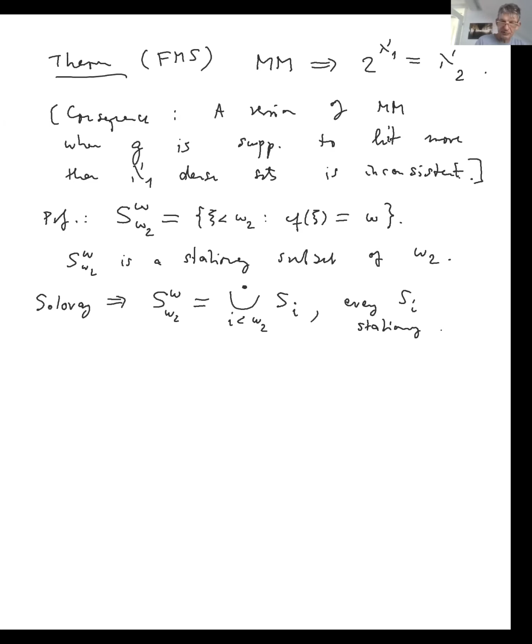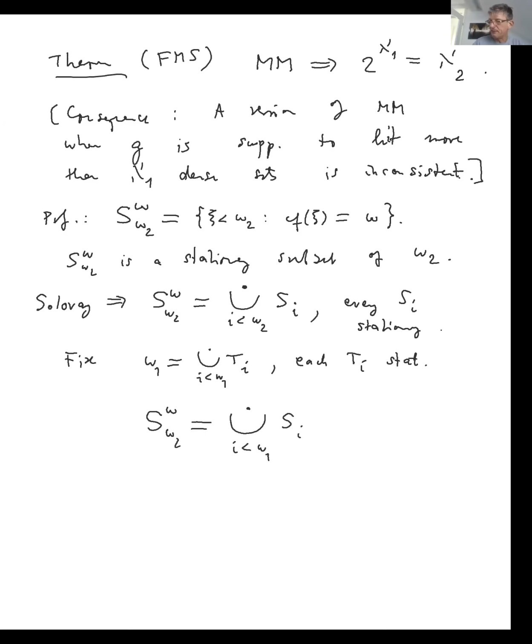So we want to do some kind of coding. So we write omega 1 as the disjoint union. We don't really need the full result. We write omega 1 as the disjoint union of T_i, i less than omega 1, there is no omega 2 here, each T_i stationary. Okay, and we write omega 2 as the disjoint union of S_i, i less than omega 1, each S_i stationary. Okay, this is possible, it follows from what we just said.